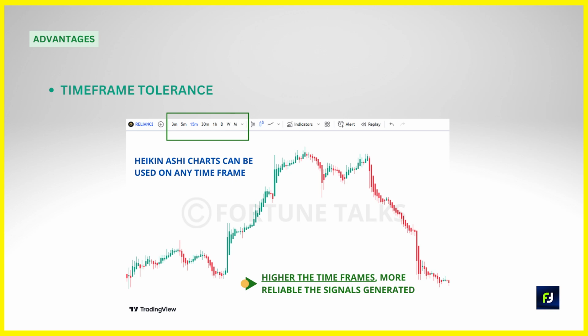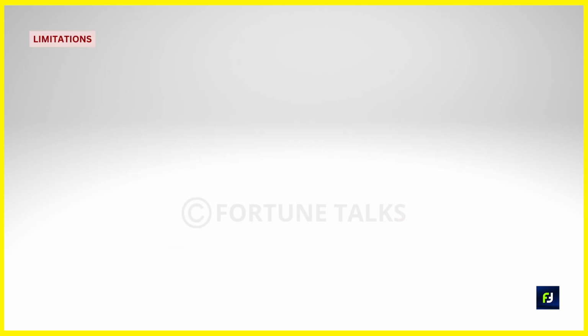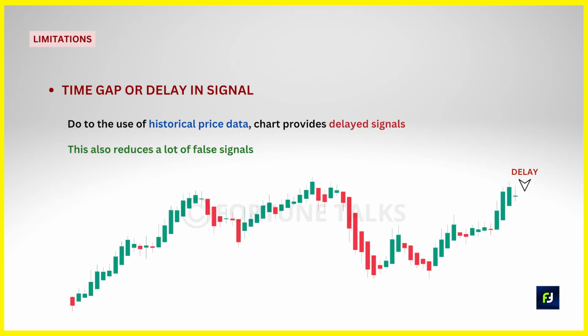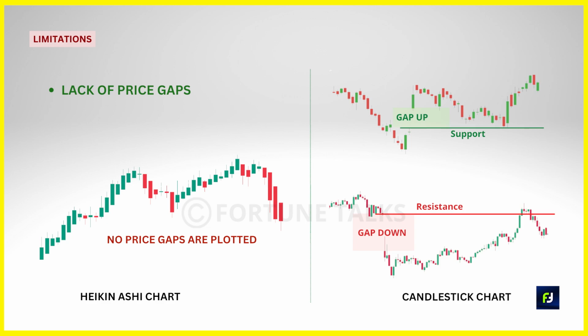However, the bigger the time frame, the more reliable the signal generated. Now let's talk about the limitations or drawbacks of the Heikin Ashi technique. The first point is time gap or delay in signals. Since the Heikin Ashi indicator uses historical data, it provides a delayed signal, or it is a lagging indicator. Even then, this delay cannot be an absolute weakness because it significantly reduces the number of false signals and can prevent false entries.